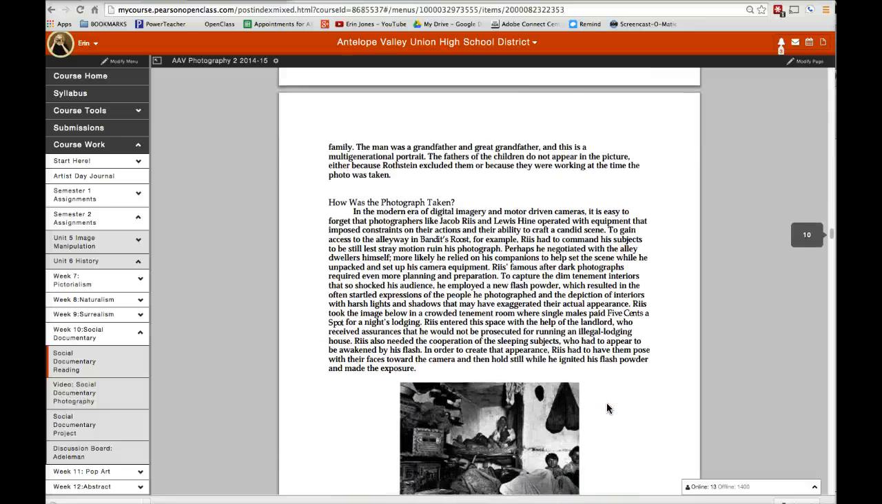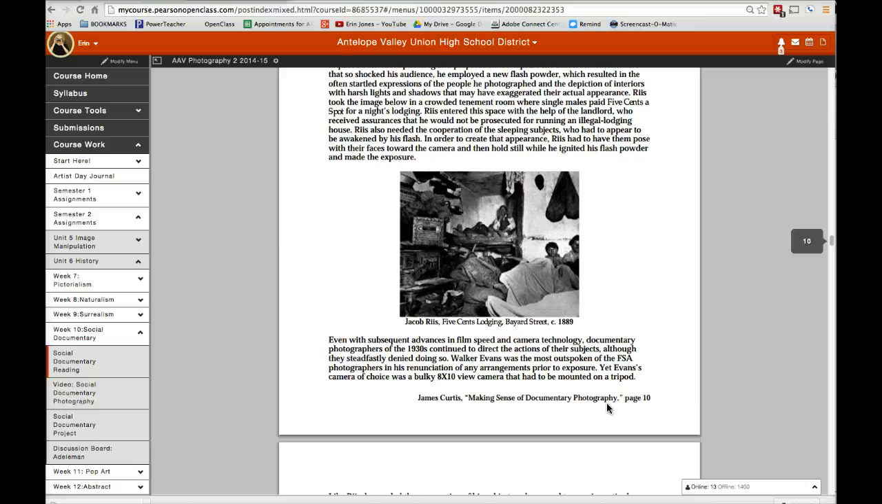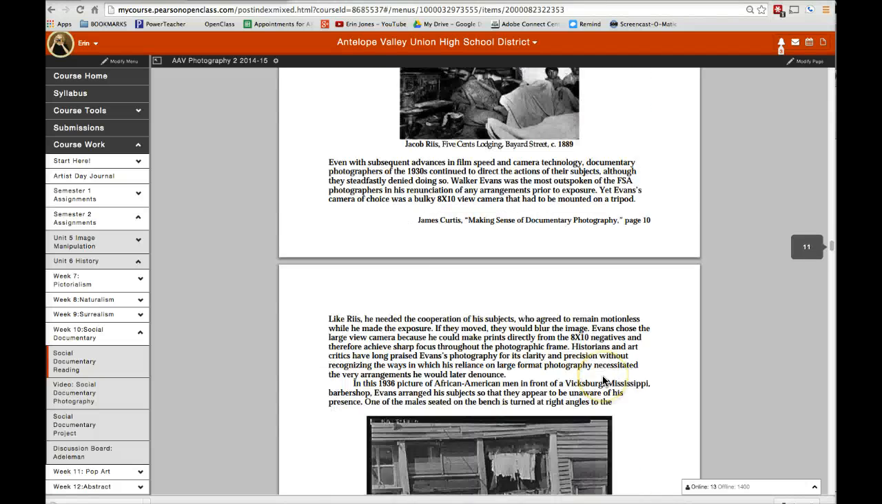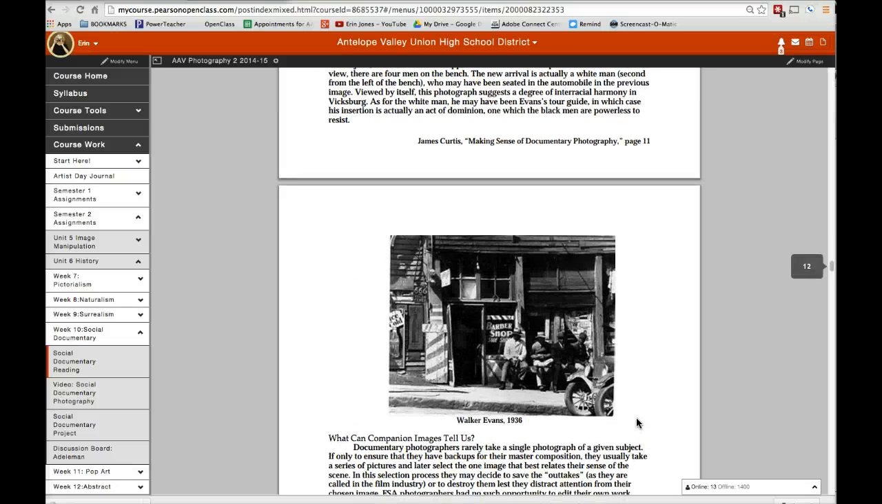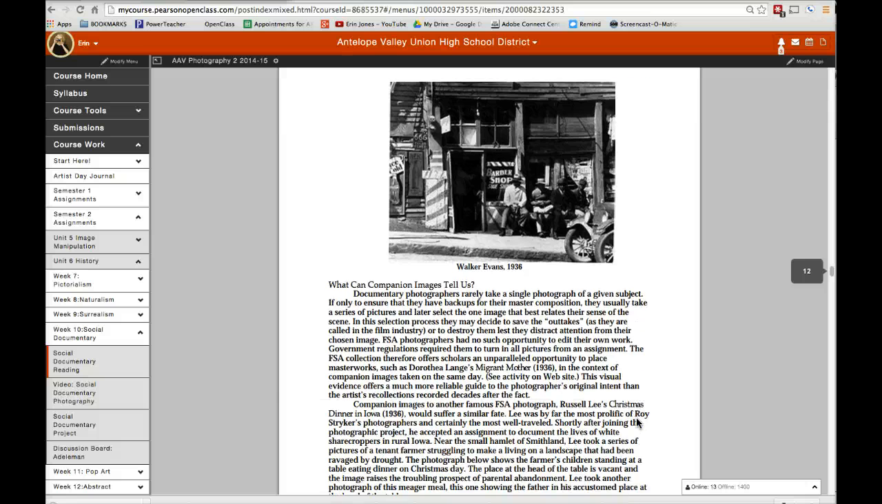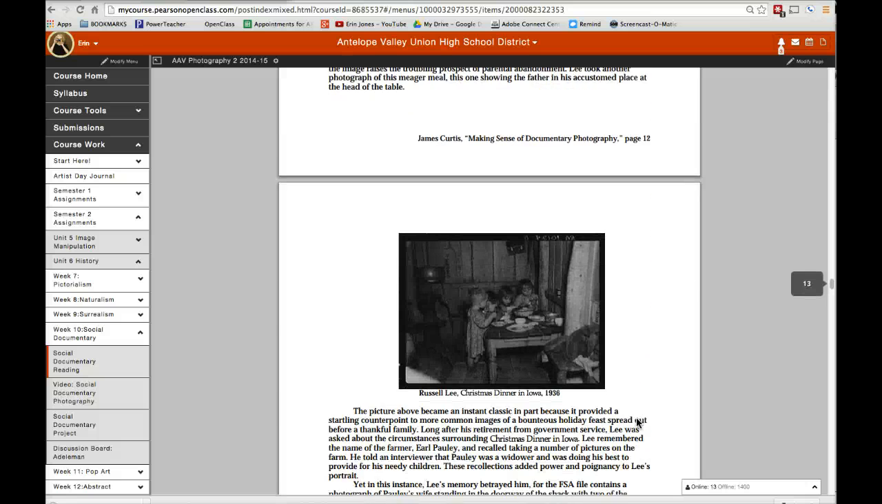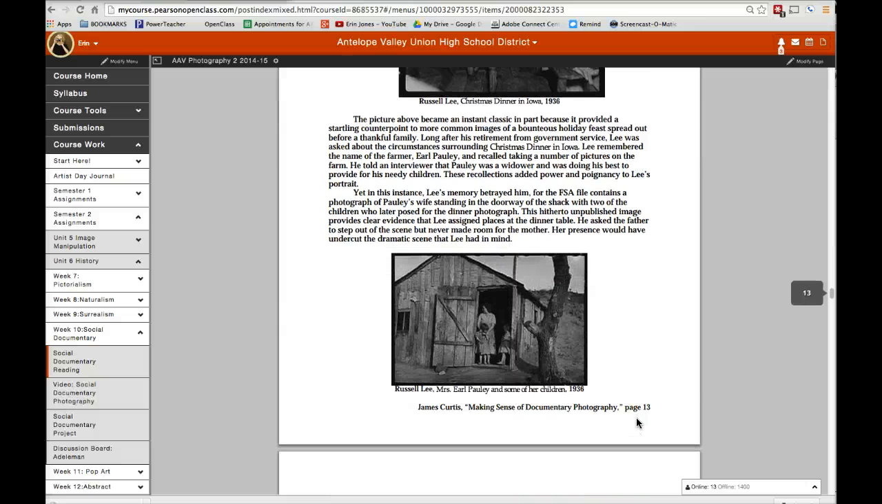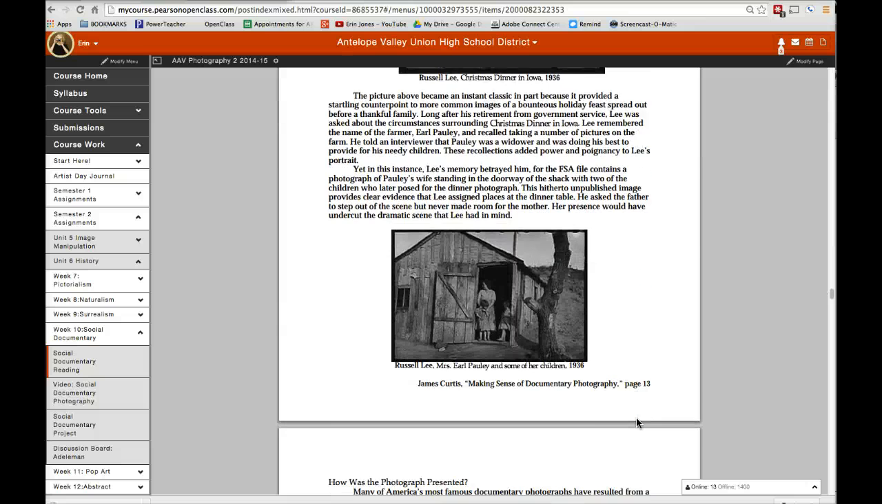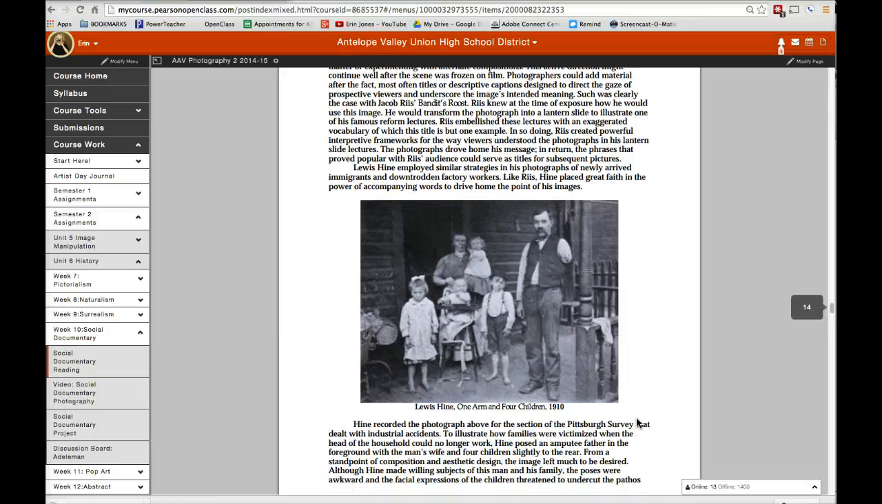And here's some great photographs that really document life during the Great Depression. Well, this is back to Jacob Riis. Walker Evans, well-known FSA photographer. And it really gives us some valuable records of life during these times in our country's history. Right? Lewis Hind, there he is again with his work.